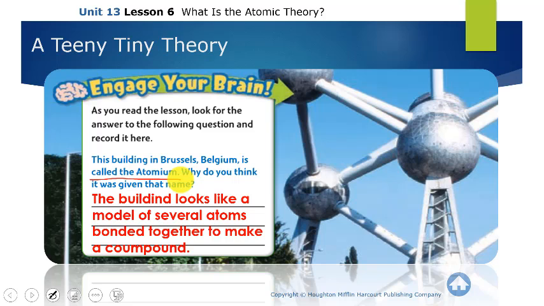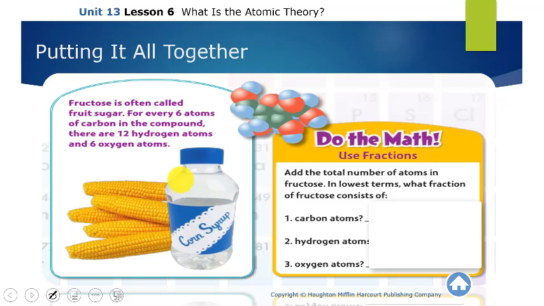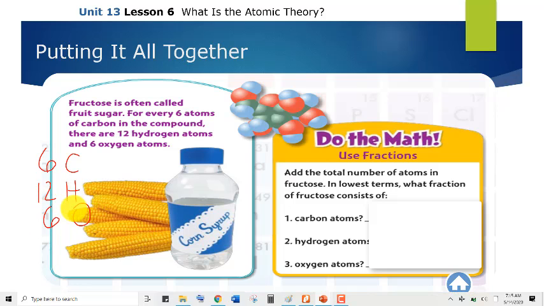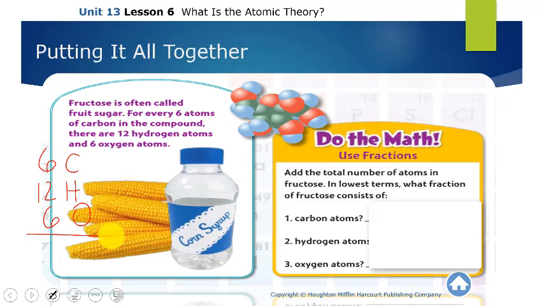Okay, on this part we're going to fill it in here. Fructose is often called fruit sugar. For every 6 atoms of carbon in the compound, there are 12 hydrogen atoms and 6 oxygen atoms. In total, if we add the 6 carbons, the 12 hydrogens, and the 6 oxygens together, they make 24. That is the total number of atoms.